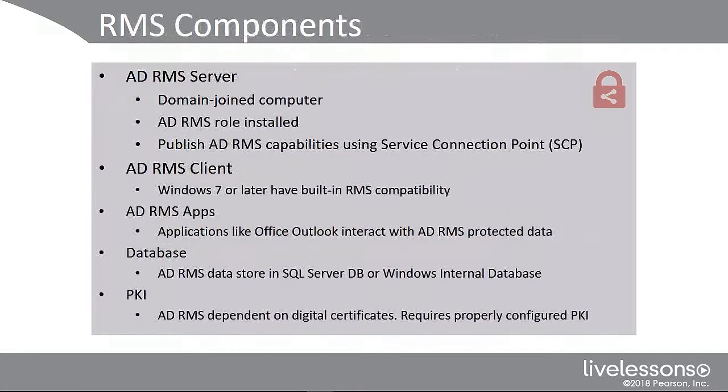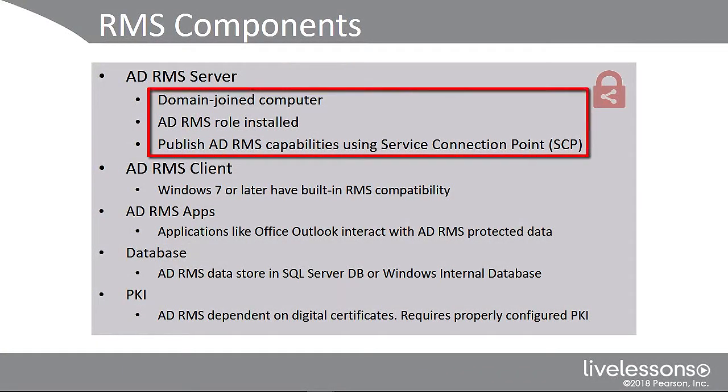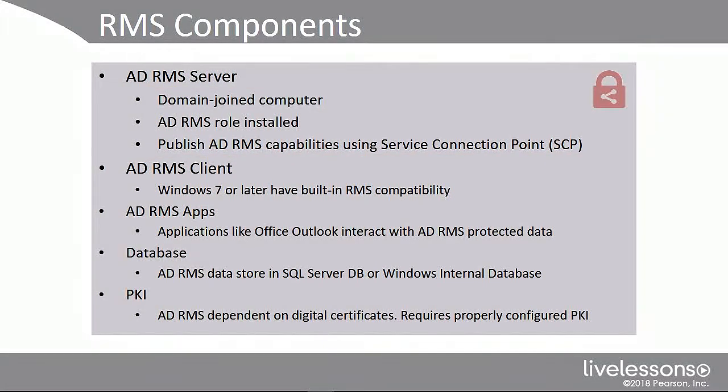Components. We have a few different components that we need to be aware of. The first one is the ADRMS server, which is domain joined and installed with the Active Directory Rights Management Service role. These servers publish their ADRMS capabilities by using a Service Connection Point, or SCP, which allows clients to locate them. And your client, speaking of which, is Windows 7 or later that support ADRMS, and this is now built into the client operating system. If the device is not RMS aware, that device will be unable to access RMS protected content. RMS apps include applications like Outlook. These are RMS aware and they can interact with this RMS protected content.